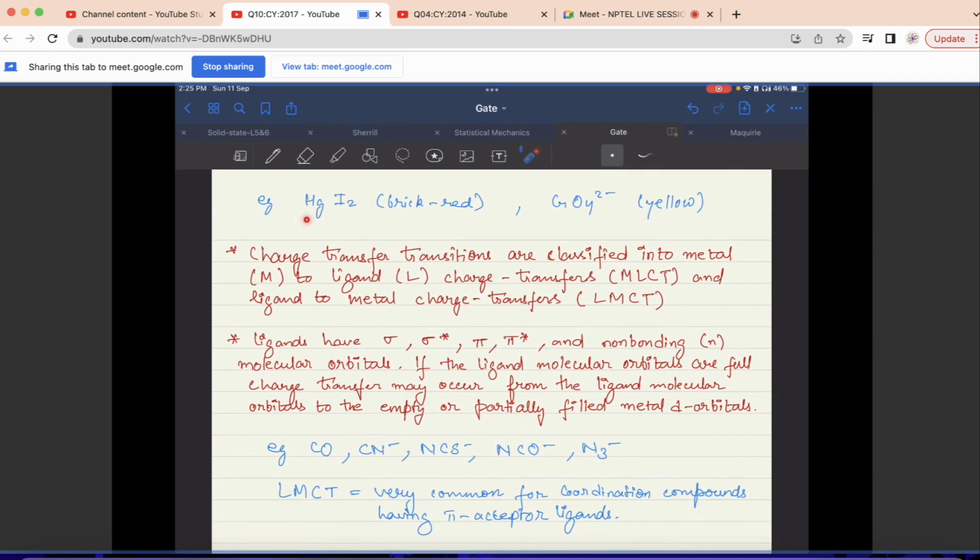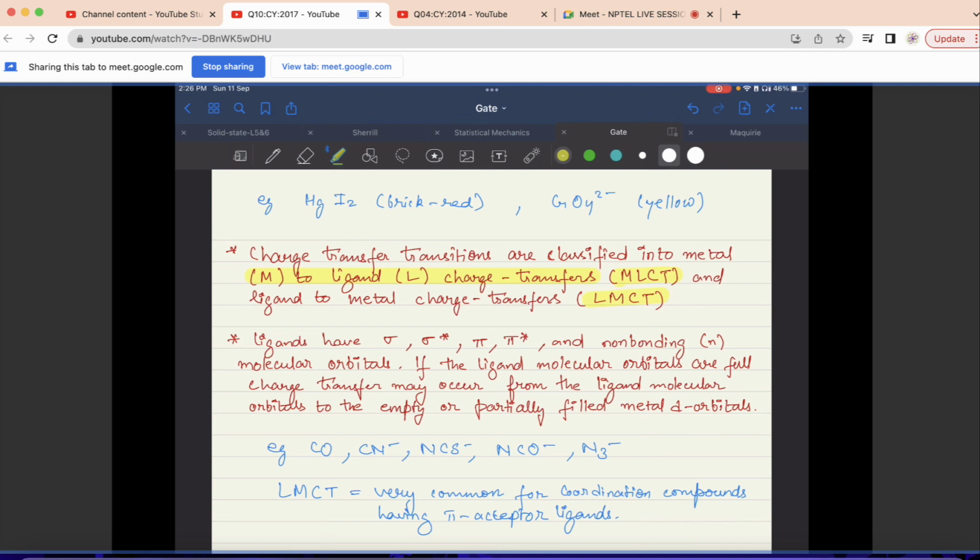And the examples are mercury iodide (HgI2), which is brick red in color, and CrO4 2 negative, which is yellow in color. The charge transfer transition, the CT transition, is actually classified into metal to ligand charge transfer, so MLCT, or ligand to metal charge transfer, or LMCT.